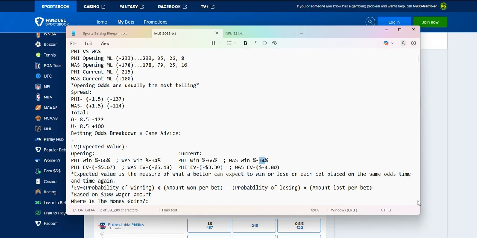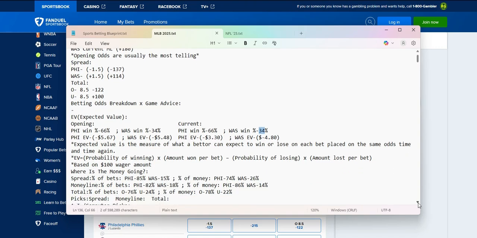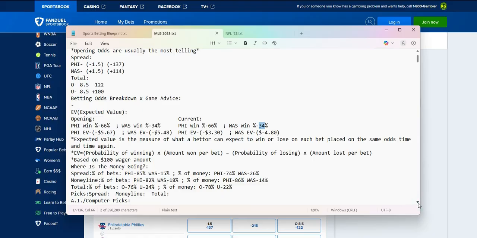Now, let's see where the money is going in this one. Then we'll base our picks off of what this is going to do. 85% going with the Phillies on the betting on the run line, and they're at minus 137 cost, favored at 1.5 runs.